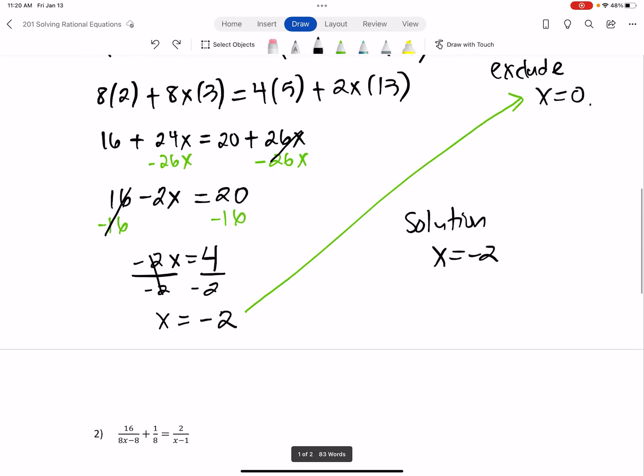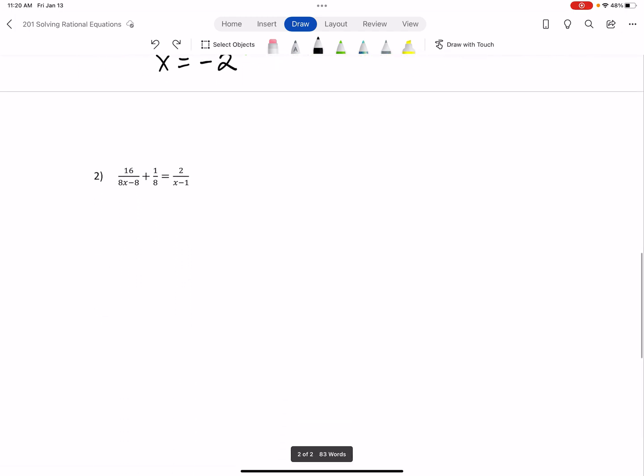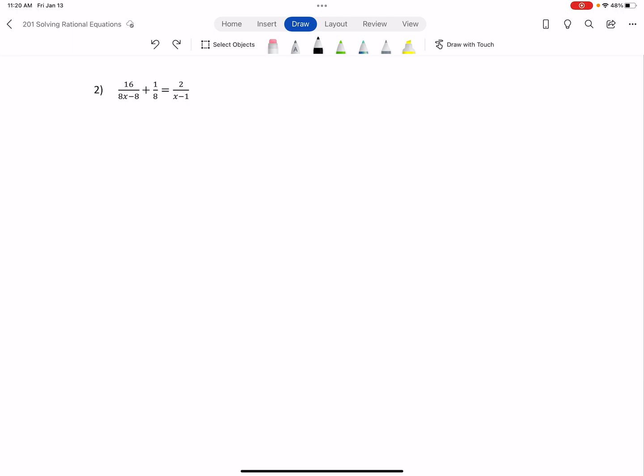Okay, let's do another example. So this one says 16 over 8x minus 8 plus 1 over 8 equals 2 over x minus 1. So let's start by finding the excluded values. So I have three denominators. 8x minus 8 is 0, 8 is 0, and x minus 1 is 0.